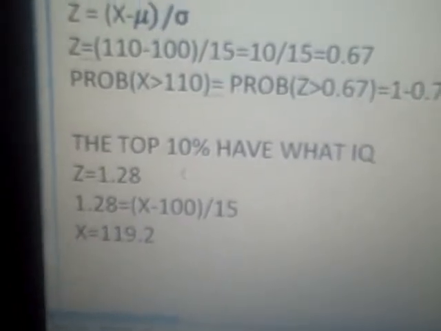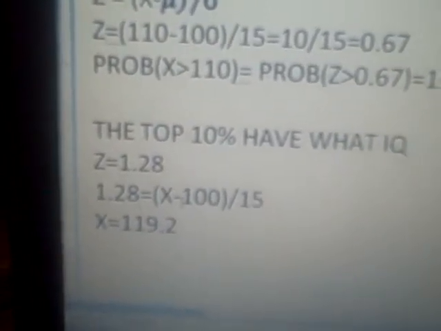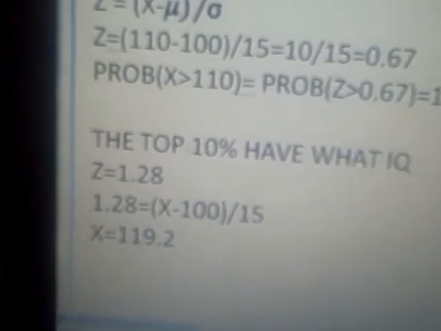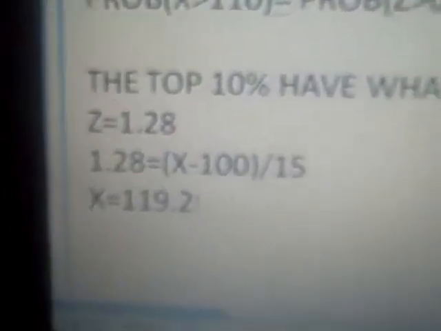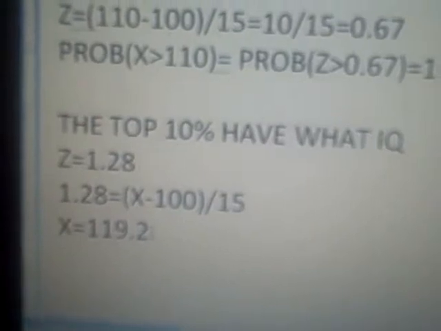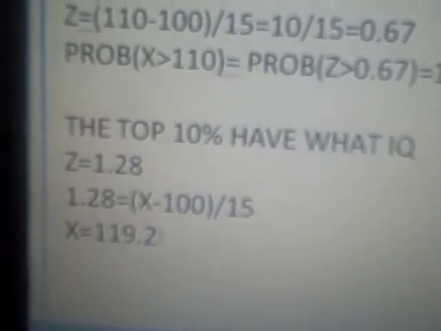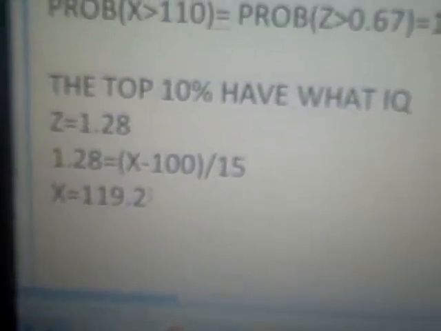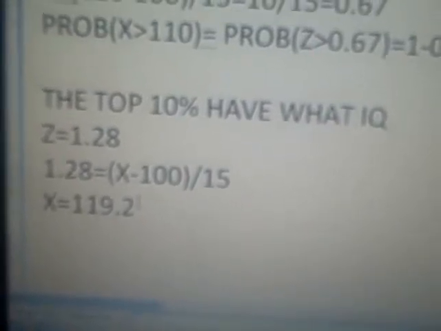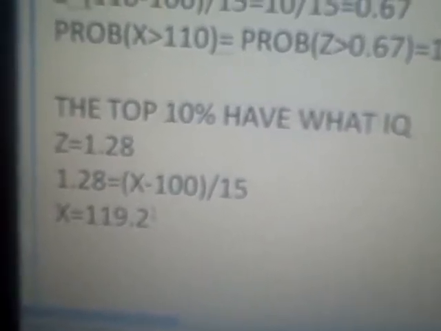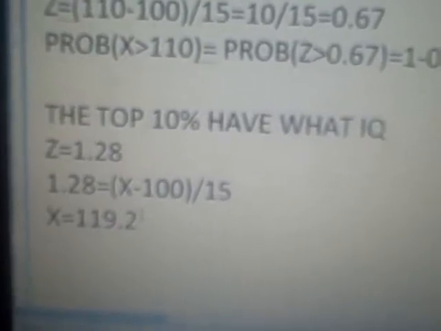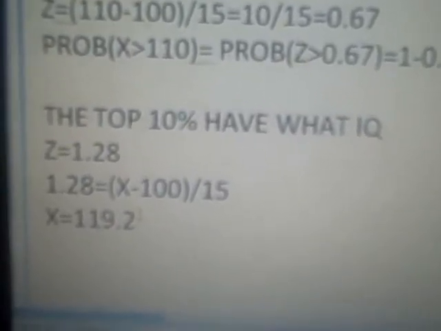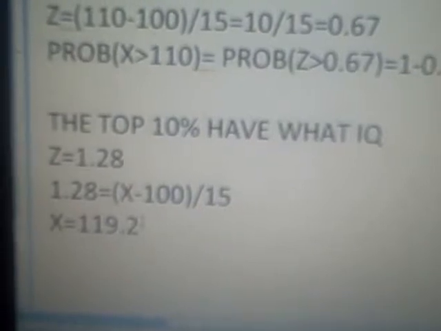So z is 1.28, and 1.28 is equal to x minus 100 over 15, and that comes out to be 119.2. So, in order to get into this club, if you have an IQ of 119.2 or better, you can brag that you are smarter than 90% of the people, and you are admitted to this club, high IQs.